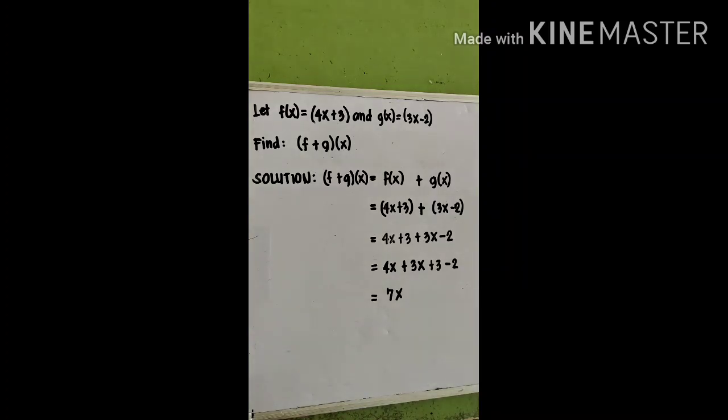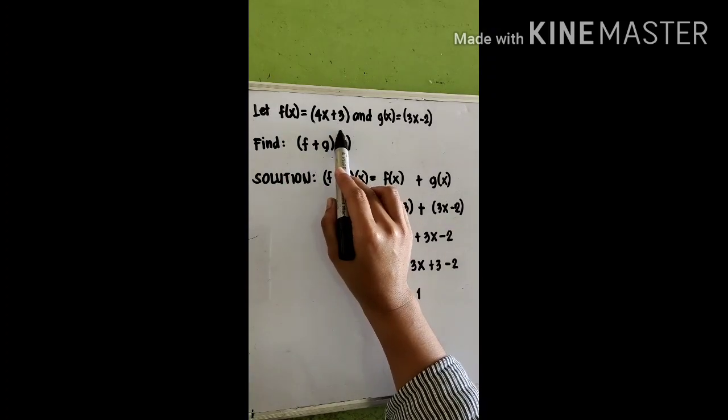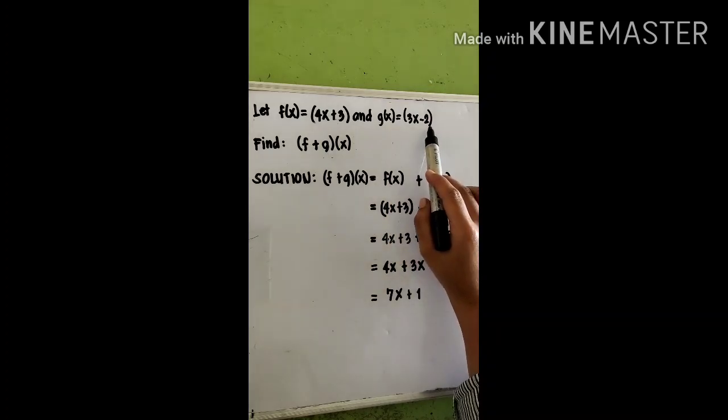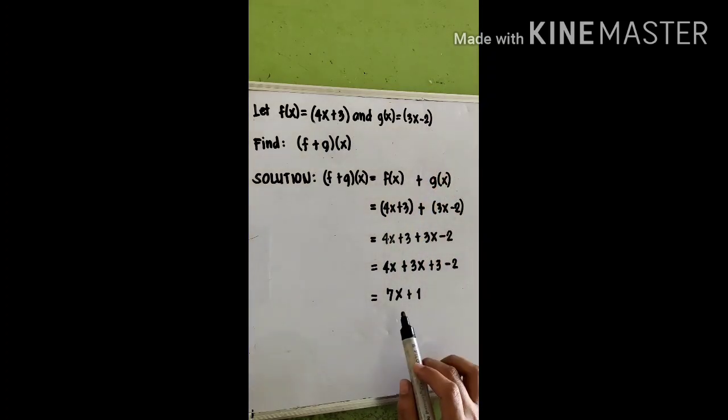Now we are going to deal with the constants positive 3 and negative 2. Adding the two, this will result in positive 1. So the sum of the functions f(x), which is 4x plus 3, and g(x), which is 3x minus 2, is 7x plus 1.